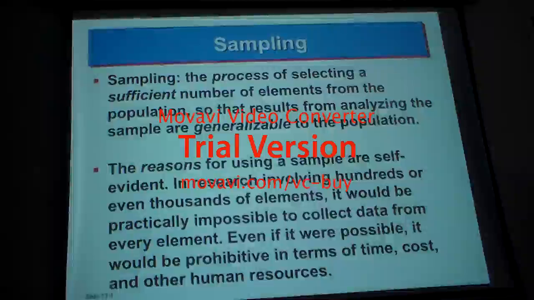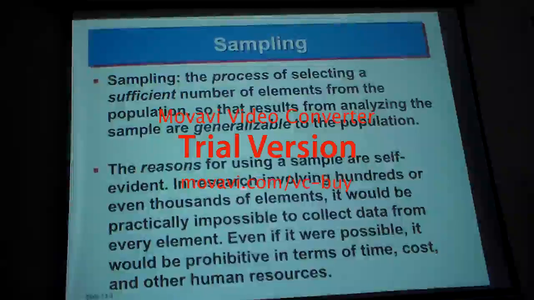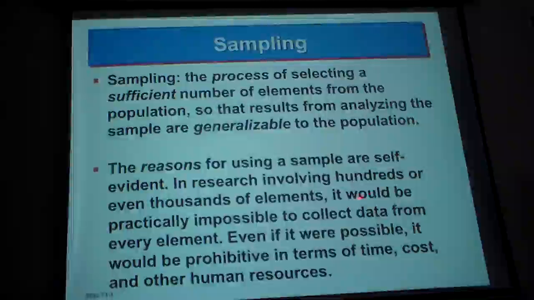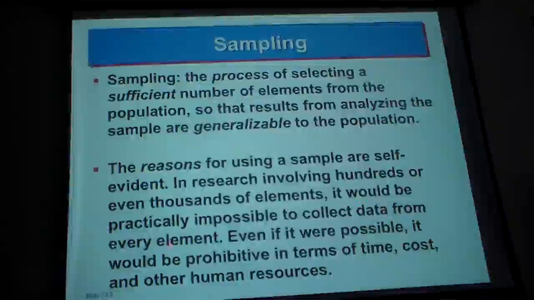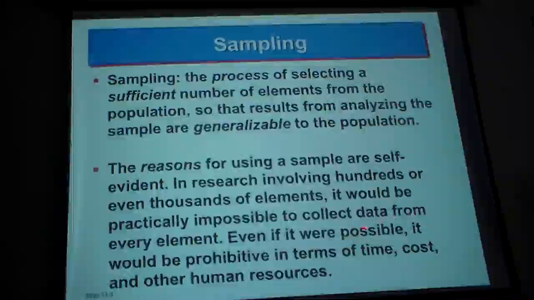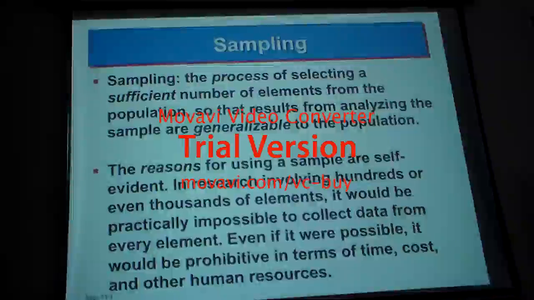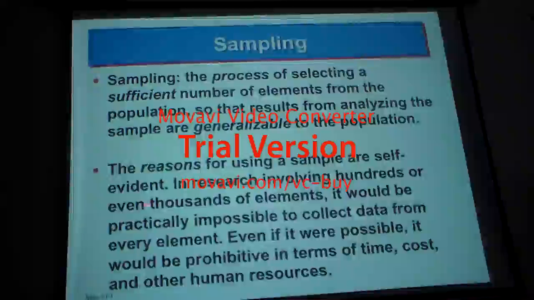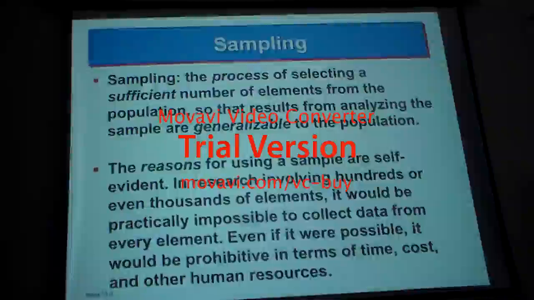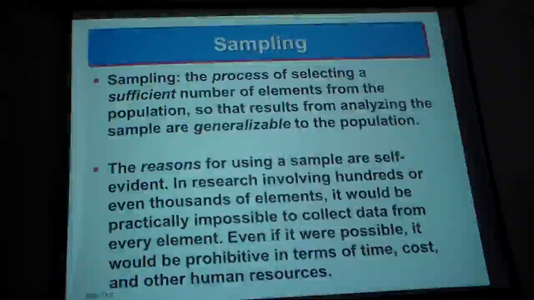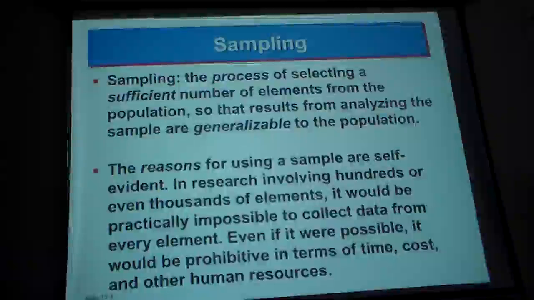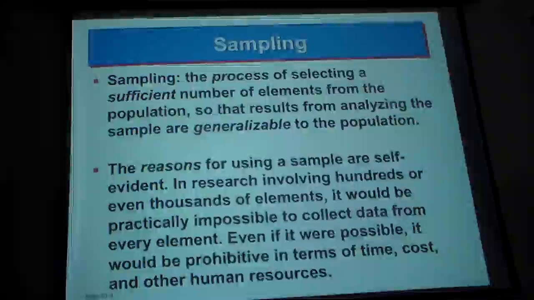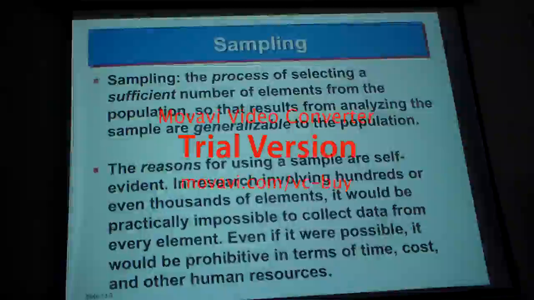Okay? The reasons for using a sample are self-evident. The research involves hundreds or even thousands of elements. It would be practically impossible to collect data from every element. So as we said, it is impossible in terms of time. If we have hundreds or thousands of elements, for example, the students of the university may be some thousands, it's impossible to collect the data from every element. Therefore, we need to do sampling.